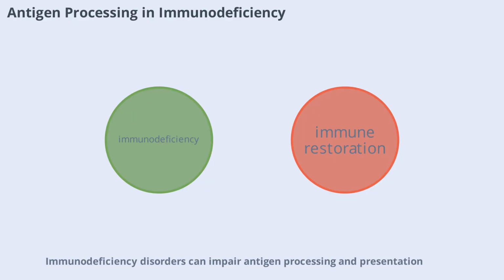Immunodeficiency disorders can impair antigen processing and presentation, leaving individuals vulnerable to infections. These conditions may be inherited or acquired, and understanding the underlying defects helps guide treatment. Advances in gene therapy and immunology offer hope for restoring immune function in affected individuals.